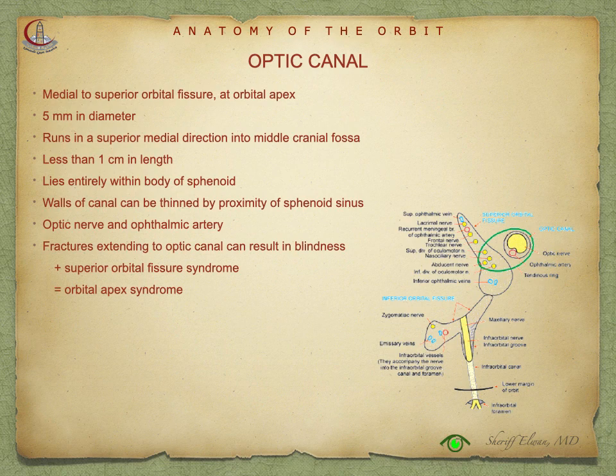It's 5 mm in diameter. It runs in a superior medial direction into the middle cranial fossa. It's less than 1 centimeter in length. It lies entirely within the body of the sphenoid. The walls of the canal can be thinned in some individuals by proximity of the sphenoidal sinus, and the optic nerve and ophthalmic artery pass through it. Fractures extending to the optic canal can result in loss of vision plus superior orbital fissure syndrome, a condition called orbital apex syndrome clinically.